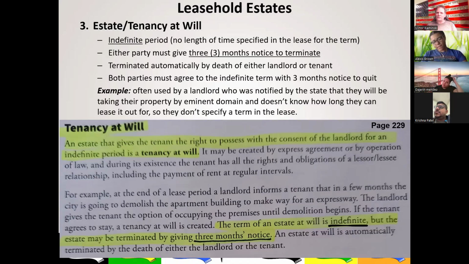So the landlord can't enter into a long-term lease with a tenant. So we enter into a tenancy at will. So you know that when the state finally gives you a solid date, they're going to give you at least 3 months' notice. So you have 3 months, you could give the tenant 3 months' notice to quit. You got 3 months and you got to go because the state's going to come in and take over the property now.